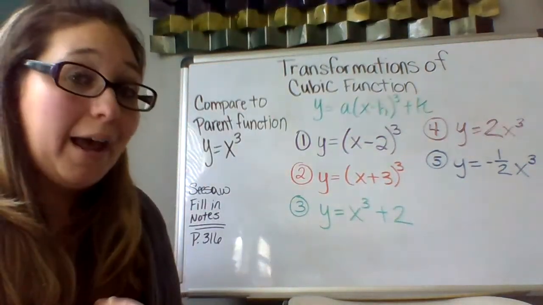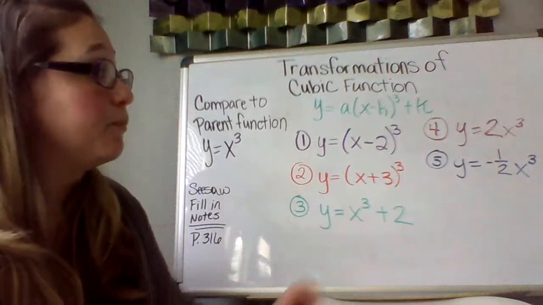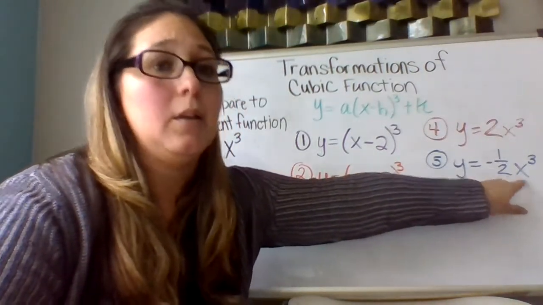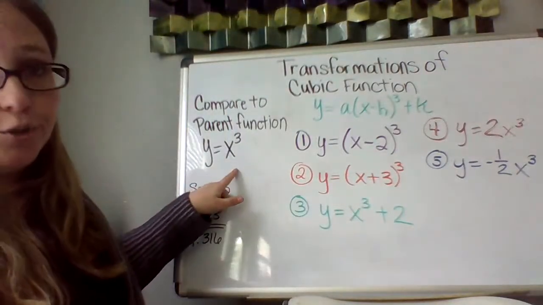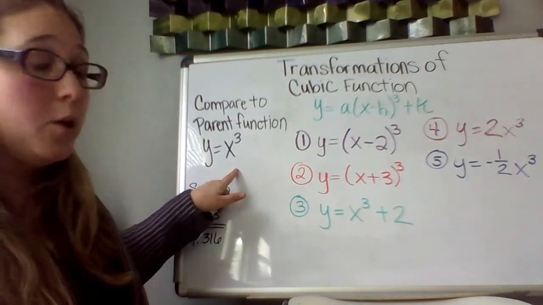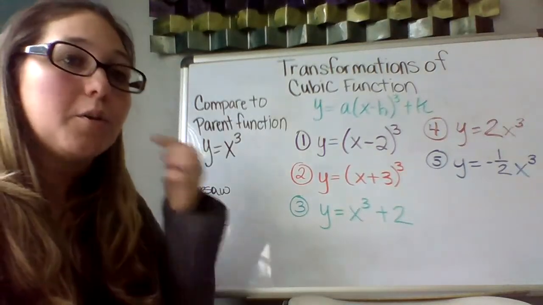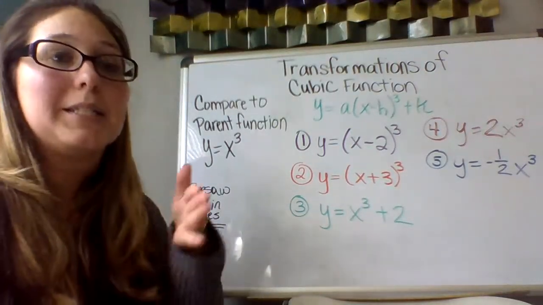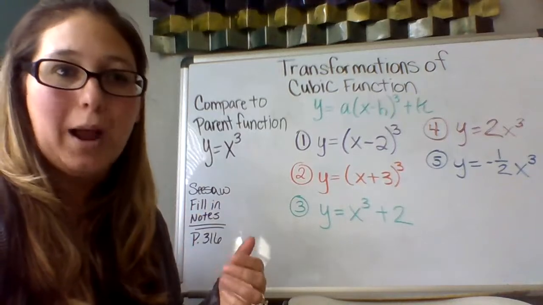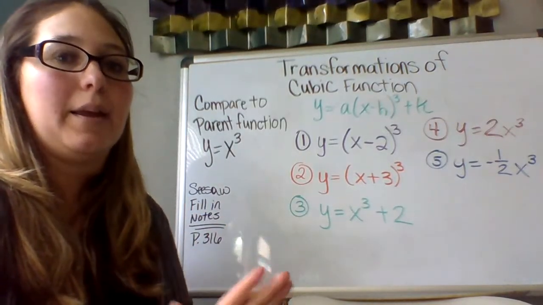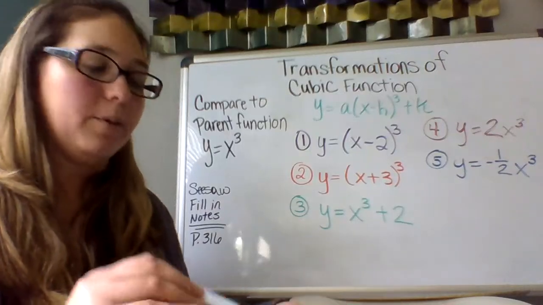Now, the 1/2, well, let's think of it this way. If I had 2 cubed, right? And we had said with the parent function, 2 cubed is 8. But if I multiply 8 by 1/2, then that's only 4. So now instead of getting this really steep graph, I'm actually going to get a wider graph because I'm not going as steep, right, anymore. So let's show an example of that one.